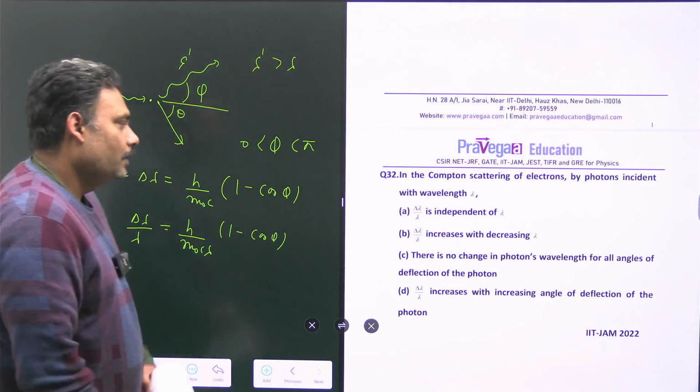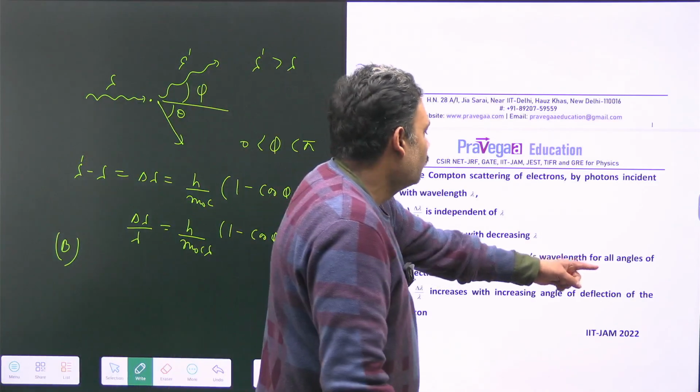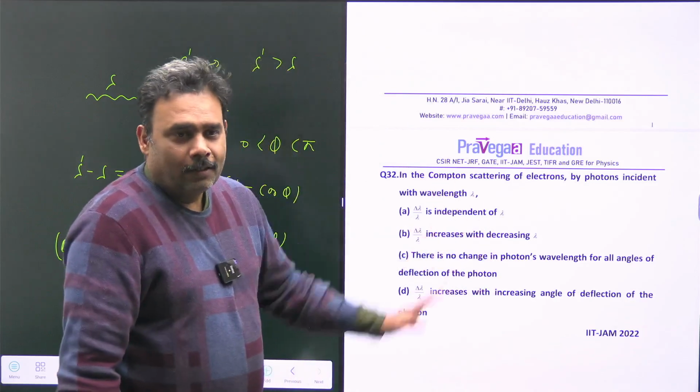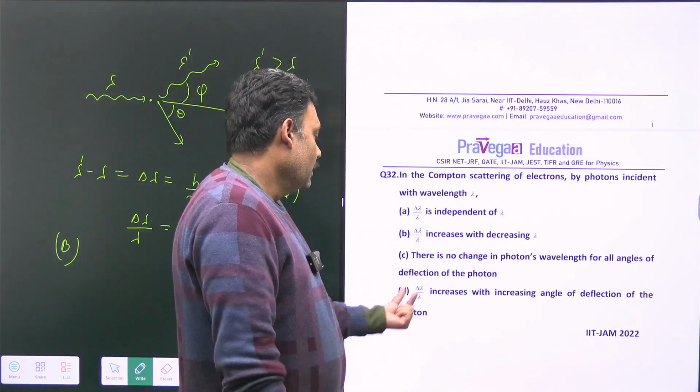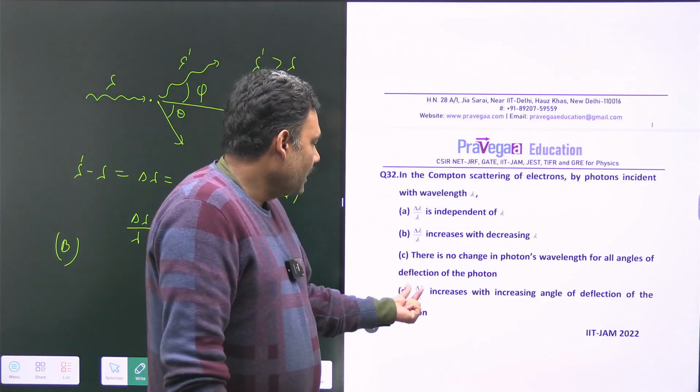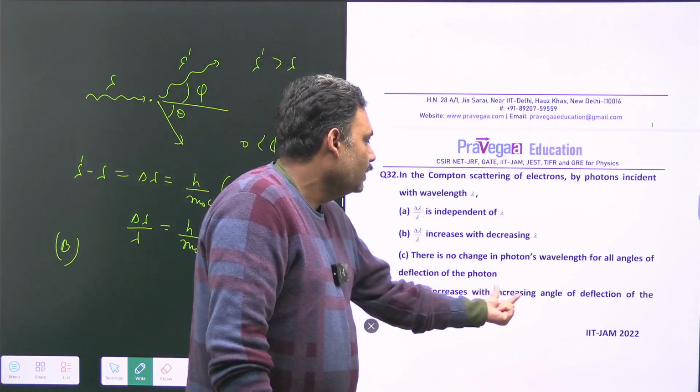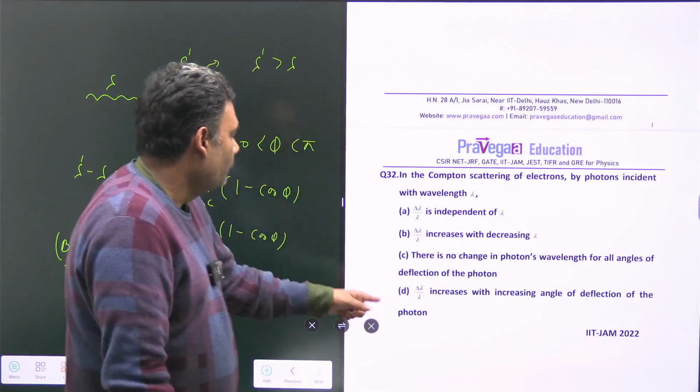Now let's go for the third one. There is no change in the photon's wavelength. This is absolutely wrong, because in the Compton effect there is a change in the photon's wavelength. Now the last one is very interesting: delta lambda upon lambda increases with increasing angle of deflection of the photon.